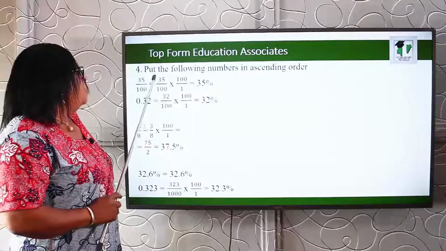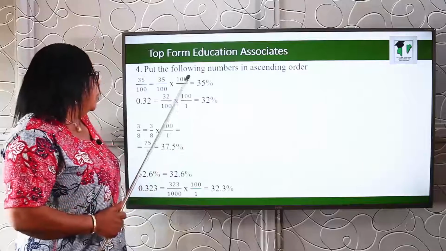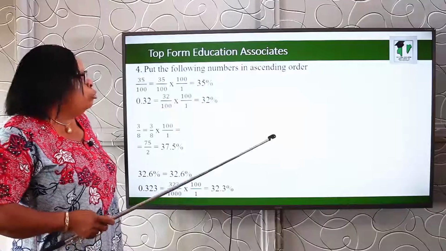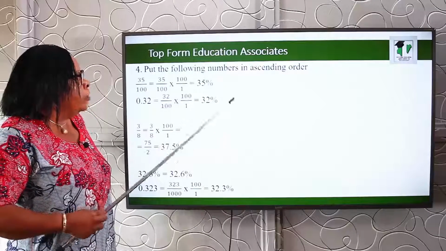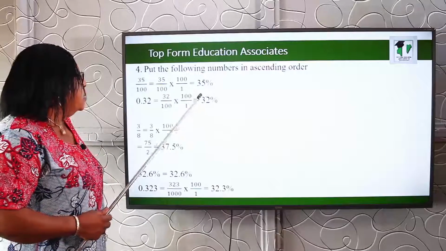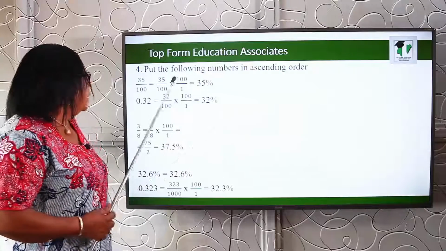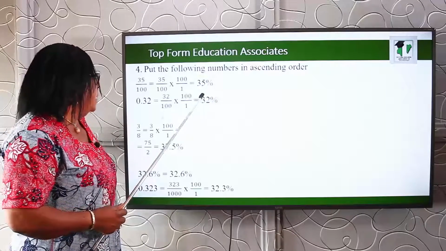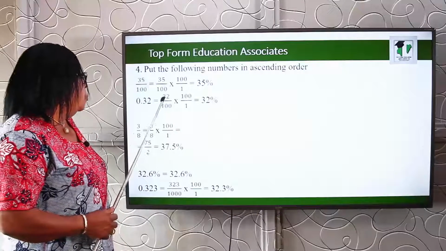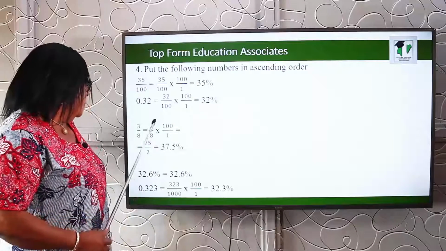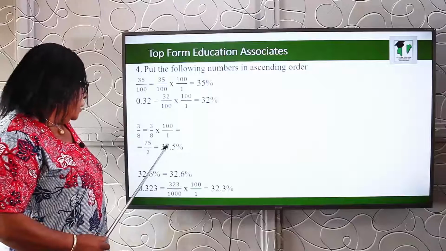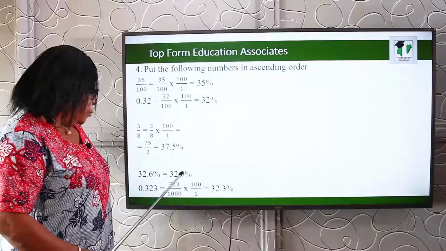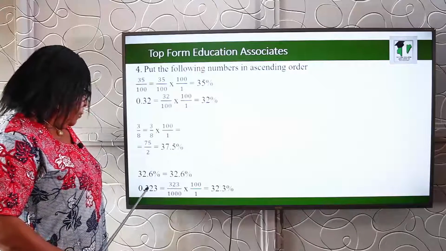Number 4, put the following numbers in ascending order. So remember that the way to do this is to convert all the numbers to percentages. And to do that, you multiply by 100. So 35 over 100 will give us 35%. 0.32 will give us 32%. 3 over 8 will give us 37.5%. Then 32.6% is already a percentage.